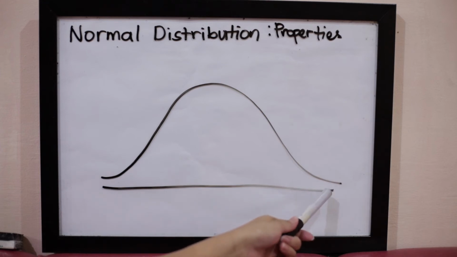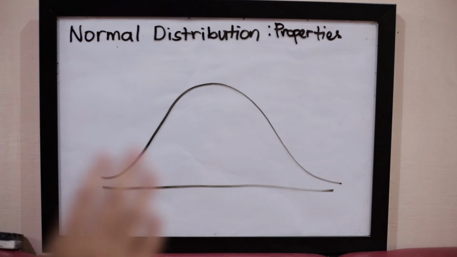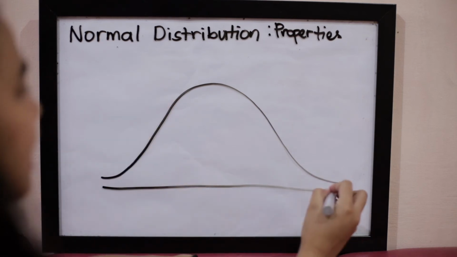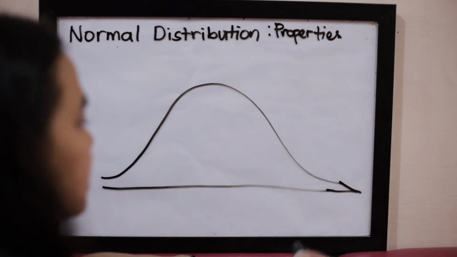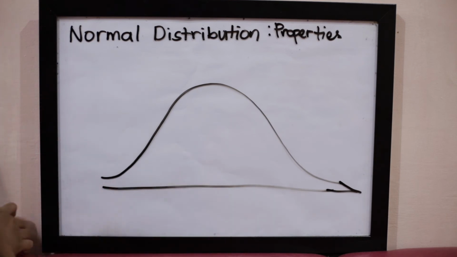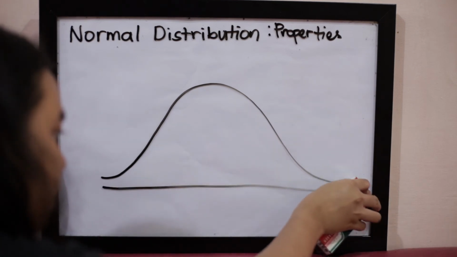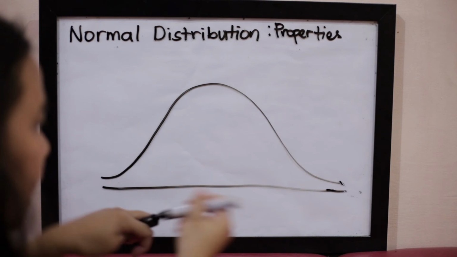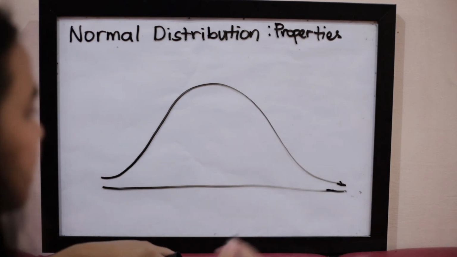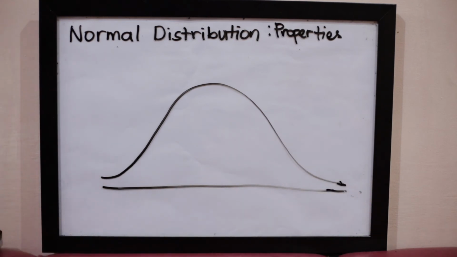You have the endings as asymptotic, or it will not intersect the x-axis. Intersect means they will not touch or cross like that. This is wrong. The line should still be above the x-axis. It is just a bell shape, a curve like that.